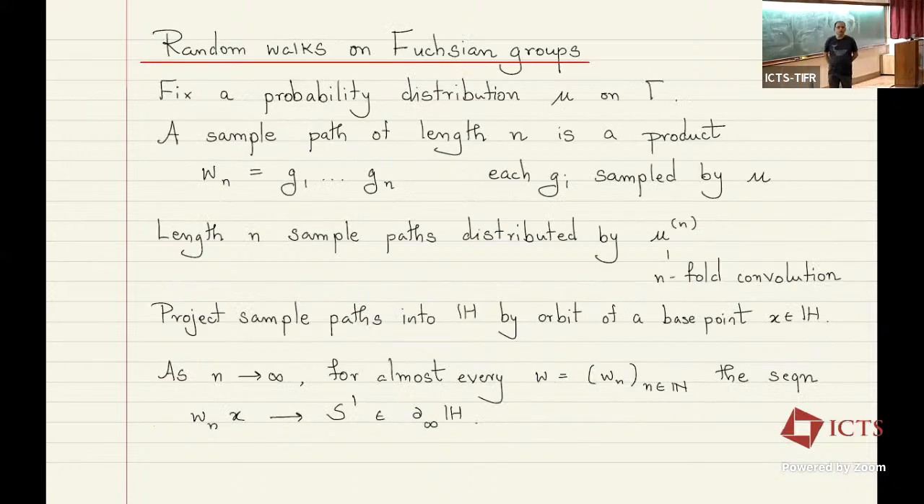Now I want to do random walks on Fuchsian groups. So what does that mean? You fix a probability distribution on your Fuchsian group, on your gamma. And what do we mean by a sample path of length n? Well, you create a random product of elements in your group, g1 through gn, where each gi is sampled by this distribution. You pick the first group element g1 using your distribution, then you do the next one by the same process, and then you multiply them together. And then the third one, and so on.